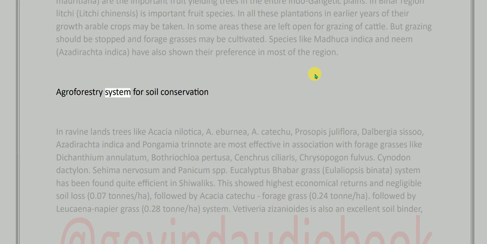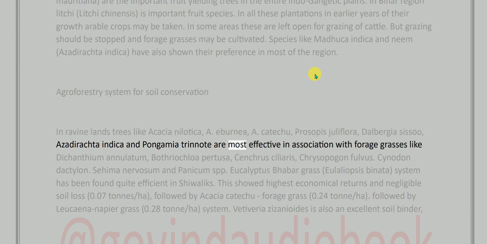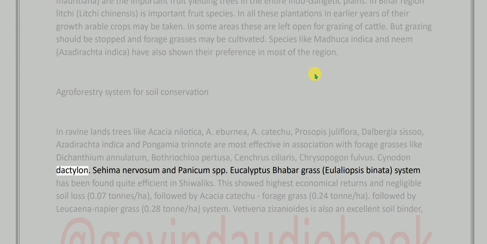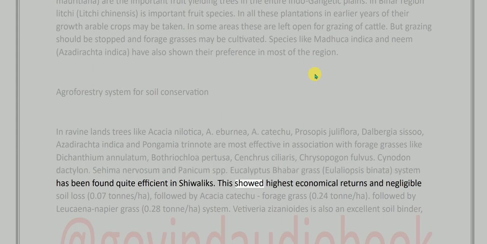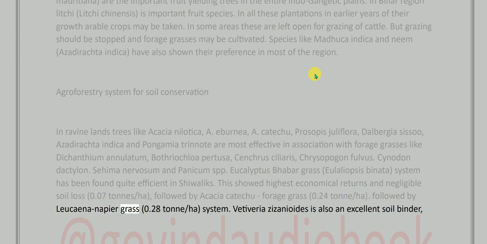Agroforestry system for soil conservation. In ravine lands trees like Acacia nilotica, A. ebenea, A. catechu, Prosopis juliflora, Dalbergia sissoo, Azadirachta indica and Pongamia pinnata are most effective in association with forage grasses like Dichanthium annulatum, Bothriochloa pertusa, Cenchrus ciliaris, Chrysopogon fulvus, Cynodon dactylon, Sehima nervosum and Panicum spp. Eucalyptus with barber grass, Eulaliopsis binata, system has been found quite efficient in Shivaliks. This showed highest economical returns and negligible soil loss, 0.07 tons per ha, followed by Acacia catechu with forage grass, 0.24 ton per ha, followed by Leucaena with napier grass, 0.28 ton per ha, system.